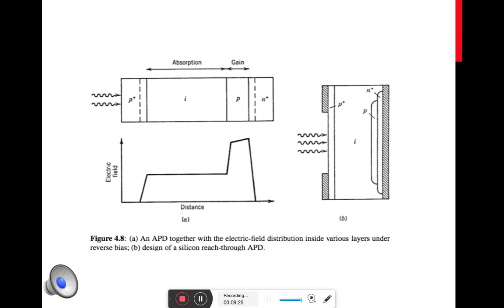In the intrinsic layer, the initial charge carriers are generated because of the incident photons, and we are applying a reverse bias voltage across this avalanche photodiode. Because of this reverse bias voltage, the charge carriers generated in the intrinsic layer will travel with the saturation velocity. Because of this saturation velocity, these carriers will be colliding with the atoms in the new P layer.